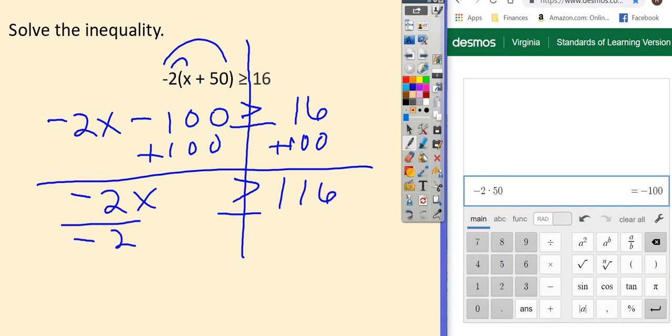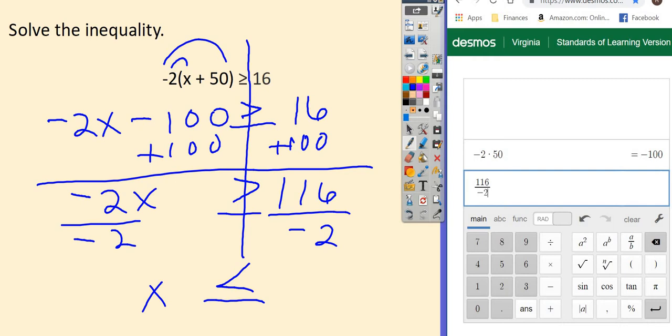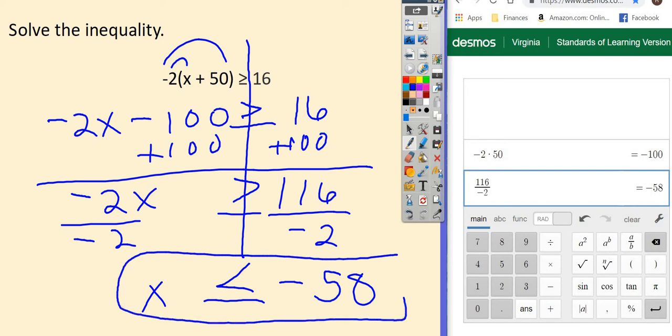This time we are dividing by a negative number. So that means your inequality is going to switch sides. And I'm going to go ahead and use my calculator. 116 divided by negative 2 gives you a negative 58. Okay? So just be super careful when you're doing this. Let's go ahead and try the next one.